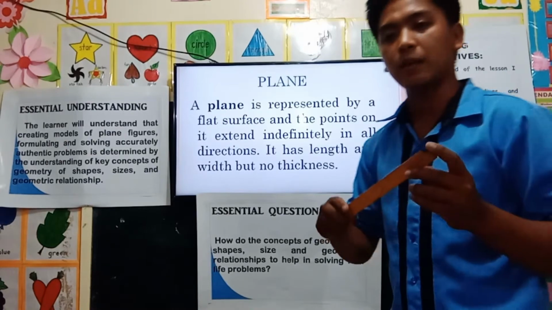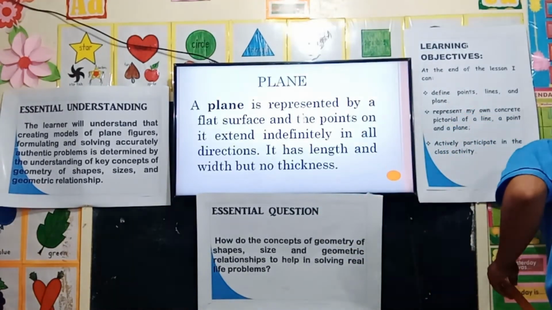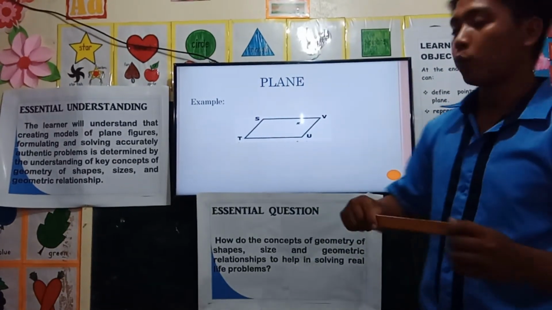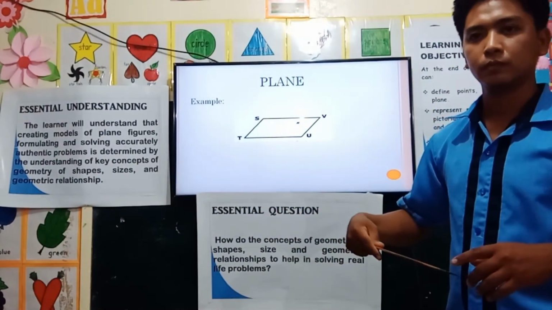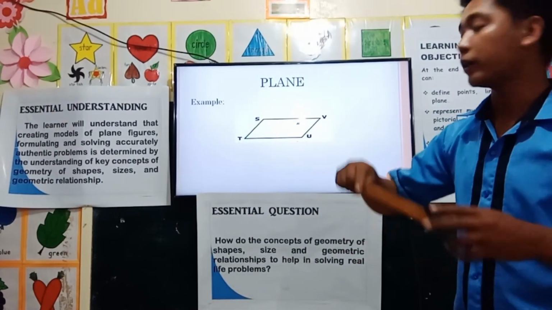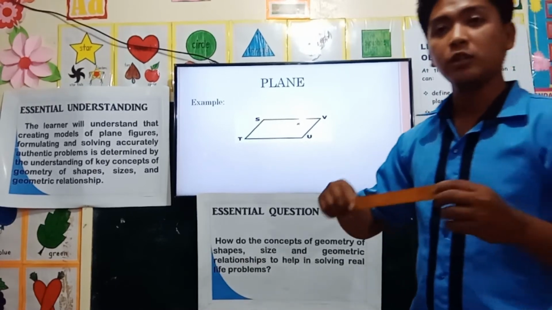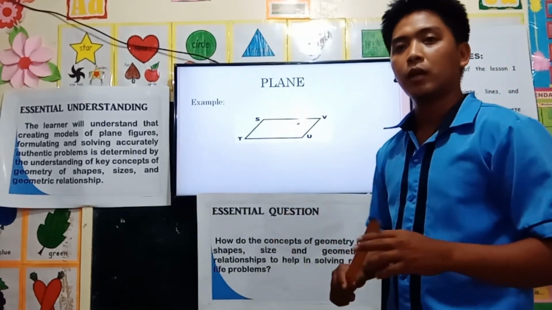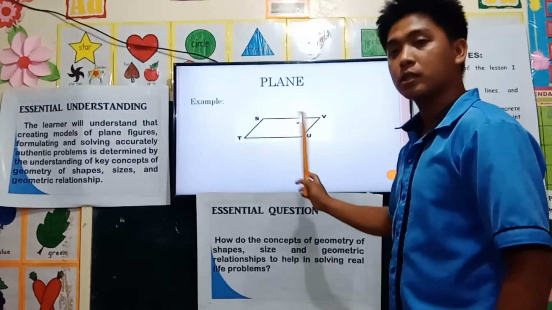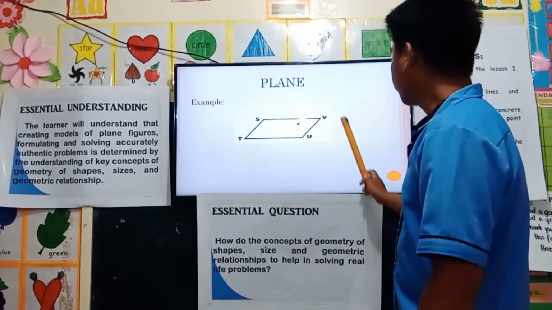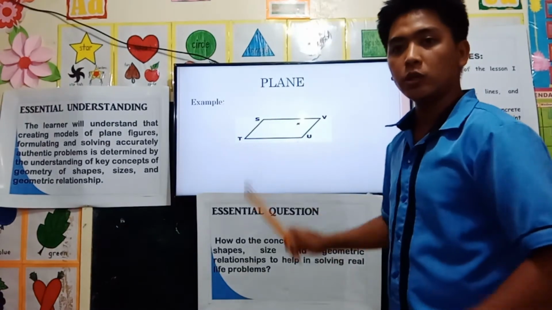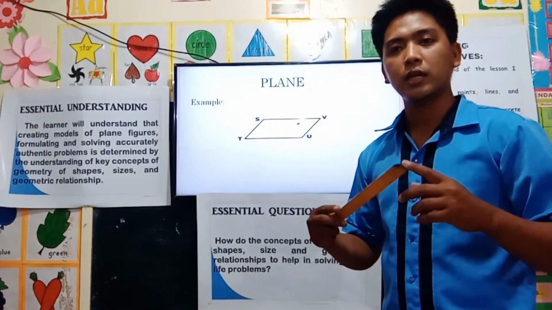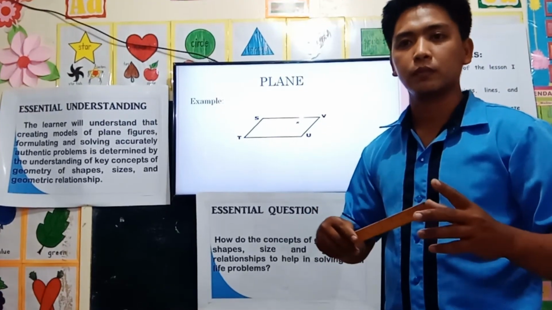Okay, I will give an example. Okay. What did you observe? The figure shown above is named plane ST, BU or plane R. Did you understand, class? Did you now understand what a plane is?